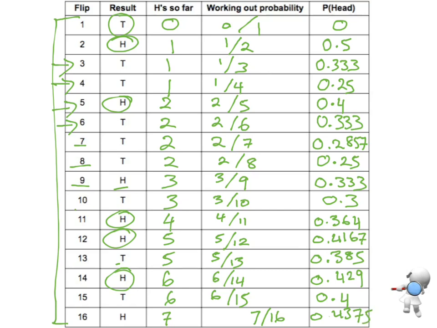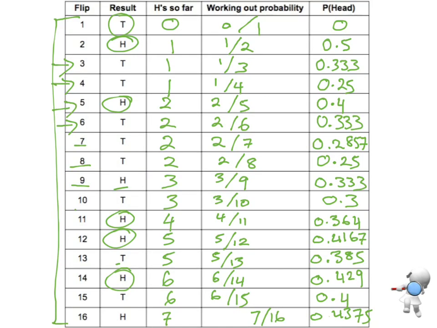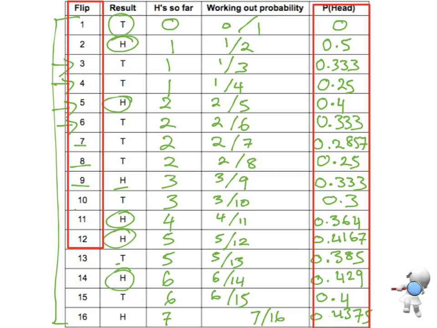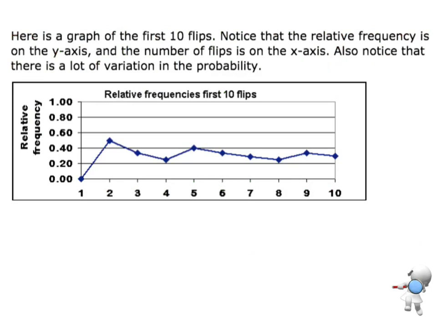Okay, so what we want to do now is I've just drawn a graph of those first 10 flips, all right? And so you'll notice that's what I'm plotting a graph as. I'm plotting a graph of these probabilities here versus the number of flips. So this is my x-axis and the probability is my y-axis, all right? So I've got the number of flips on this axis and I've got my probabilities on that axis. And that's what I've done here.